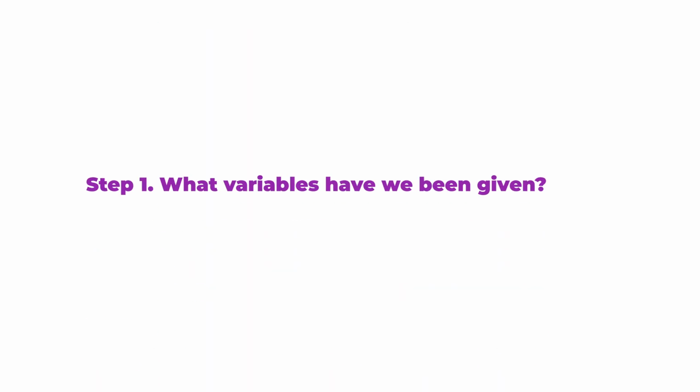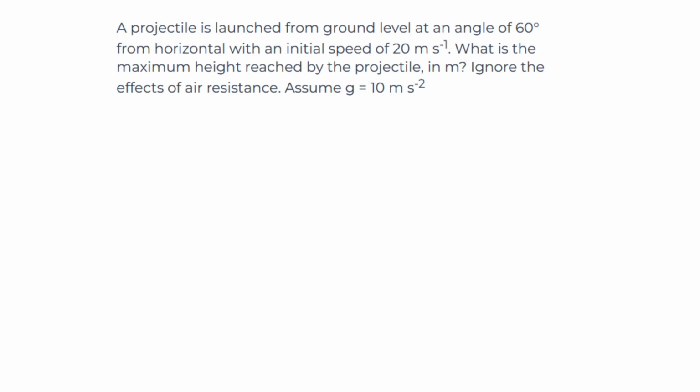Step 1. What variables have we been given? We have an initial velocity of 20 meters per second that is angled 60 degrees from horizontal. Now, whenever we have a problem like this with an angle, I recommend drawing it out and separating the velocity into its vertical component and horizontal component. This will make it much easier to work with. Let's draw the initial velocity vector. It will have a magnitude of 20, and it will be angled 60 degrees from our horizontal line.